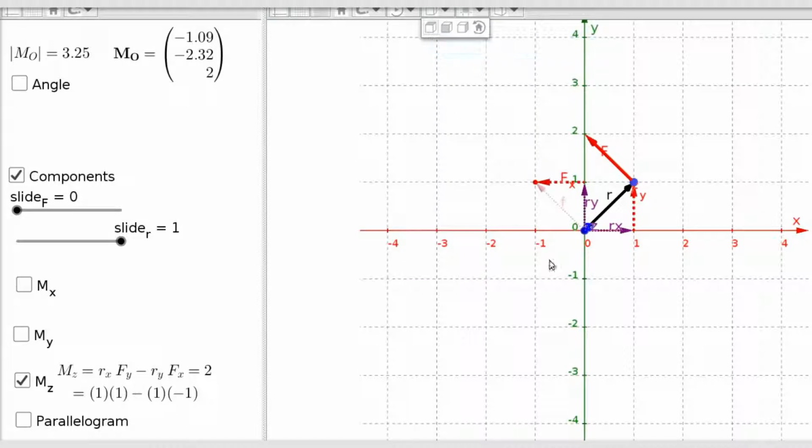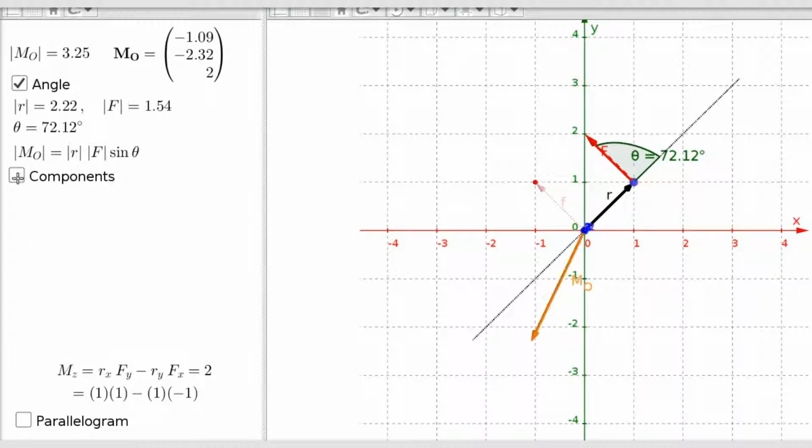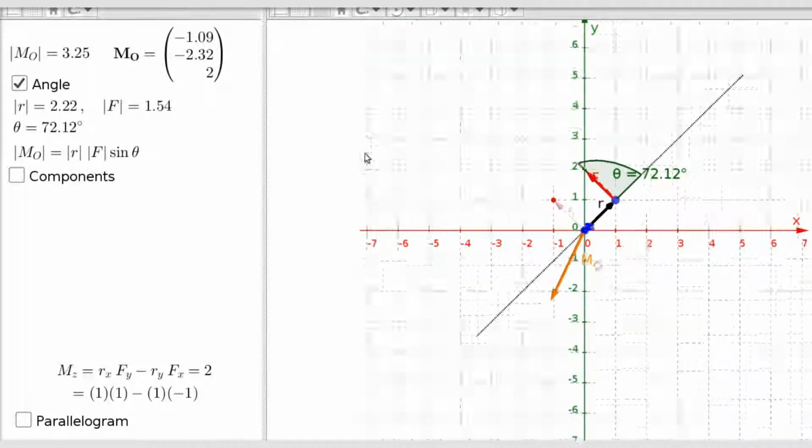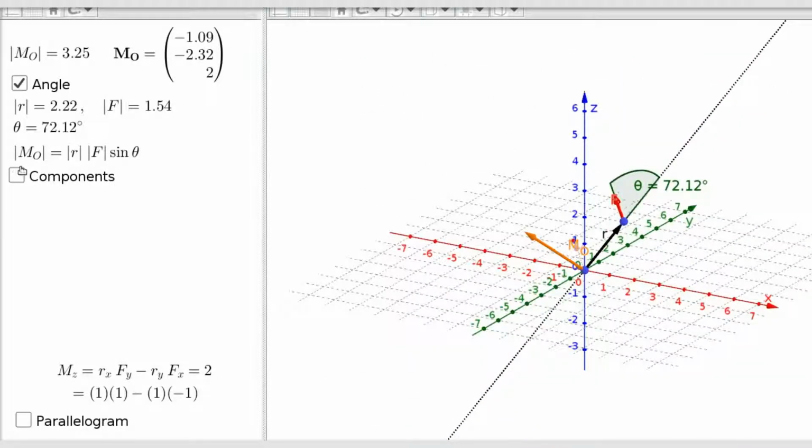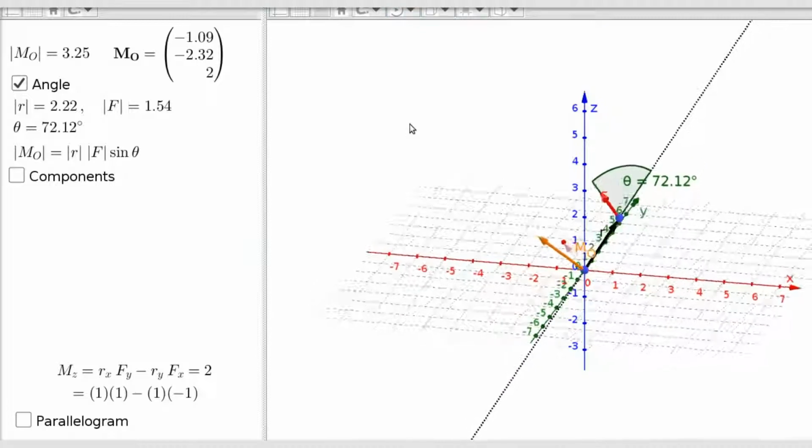And we'll look down the z-axis and see our same equations for 2D. Back to the angle, just to show the angle still gives you the magnitude of the moment vector.